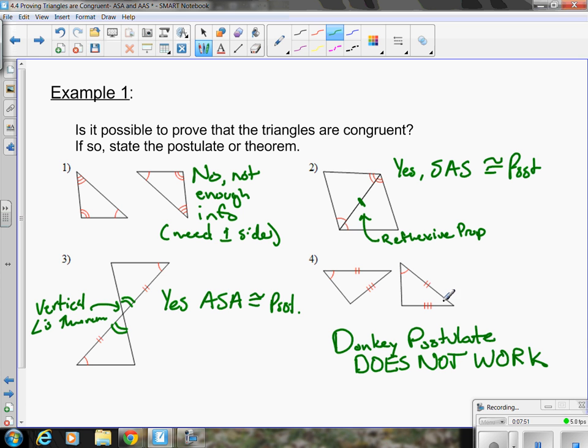sides, right? If it was between the two sides, you'd have side angle side, but the donkey postulate, angle side side, or side side angle, if you spell it the other way, would spell a bad word, and that's why we call it a donkey. Does not work, meaning we cannot use it to prove the triangles are congruent. So once again, we don't have enough information.